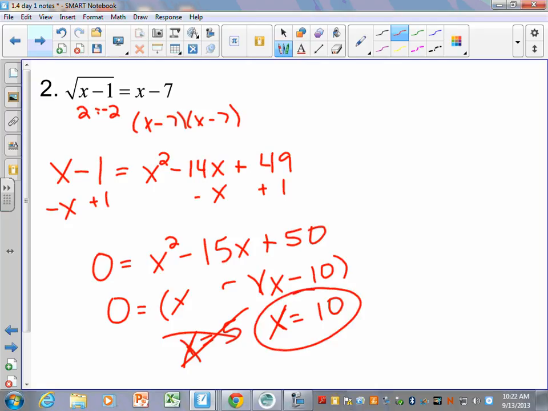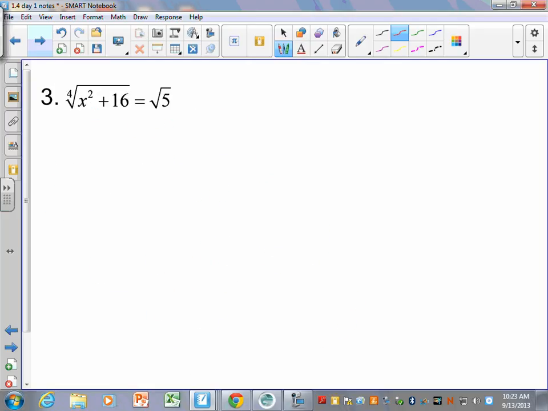So that's why you have to check your answers, because sometimes they're called extraneous solutions. It works algebraically, but it doesn't work when you plug it back into the square root. So check your answers is the message of the day. What else can we do? Oh, how about a fourth root? And a square root over there. Oh my gosh, it's a fourth root and a square root. This is exciting now. You didn't do this in algebra 2.